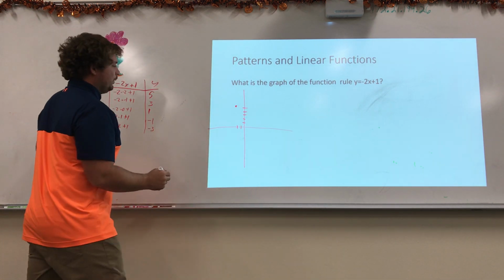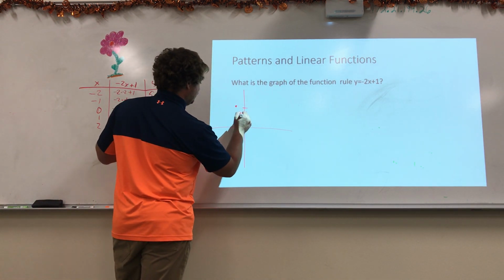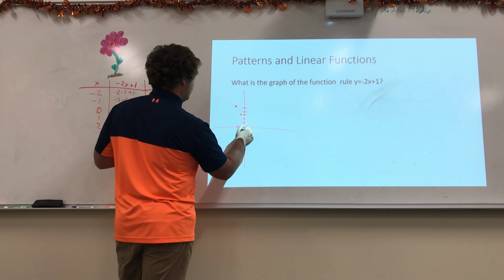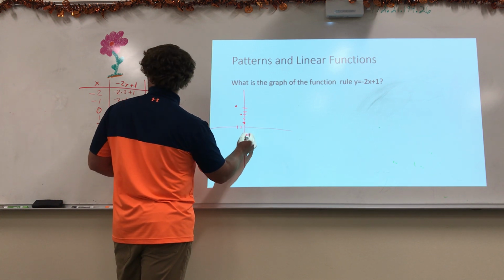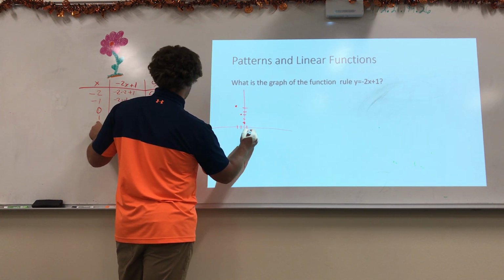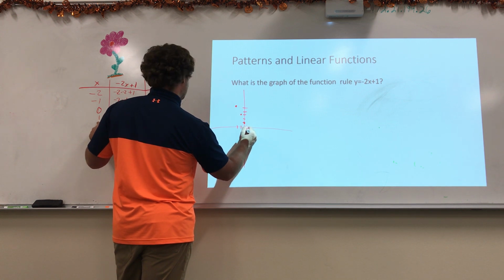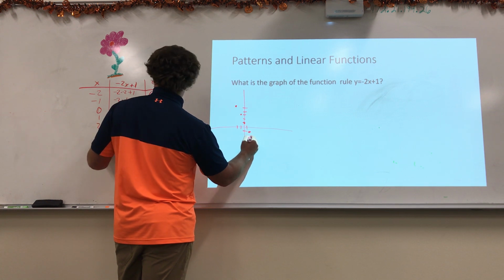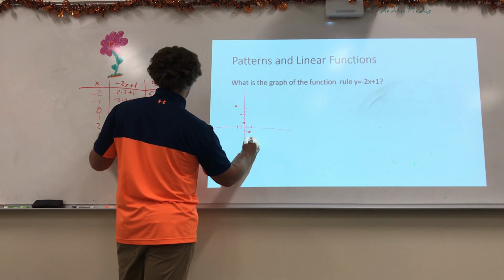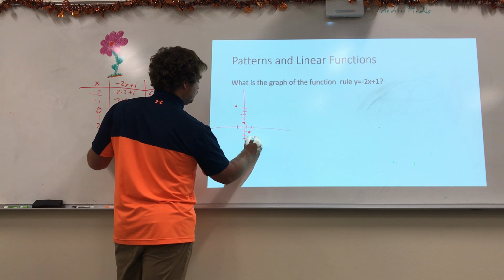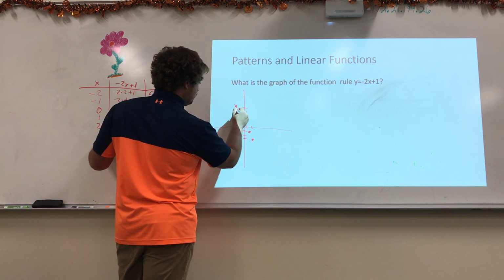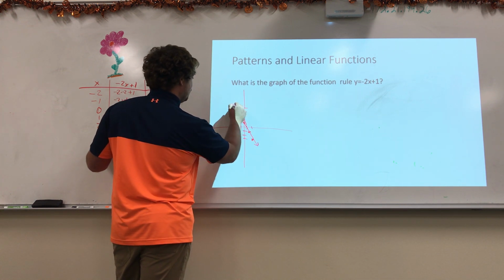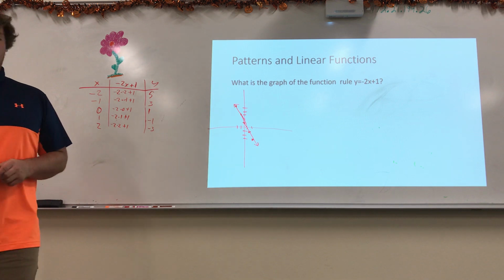Alright, -1 is going to be at 3. 0 is going to be at 1. 1 is going to be at -1. And 2 is going to be at -3. Like that. There would be my graph of that.